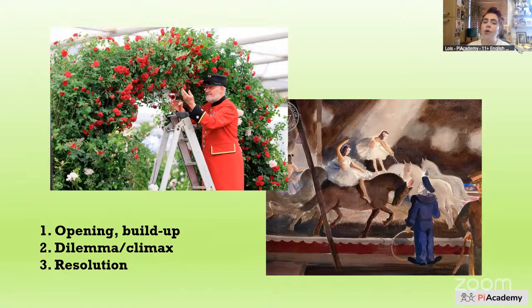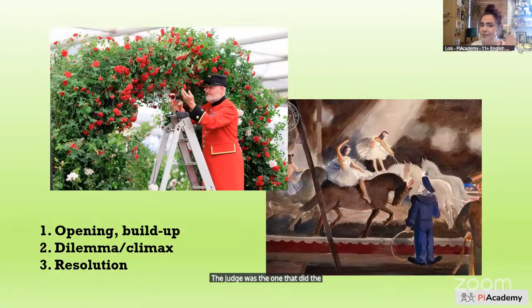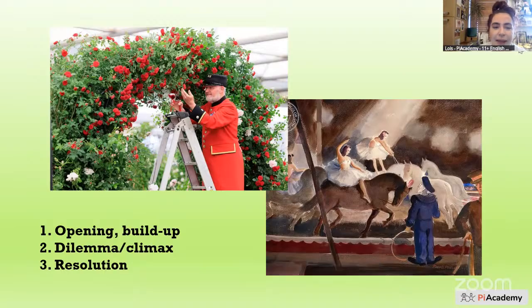Caden, the beginning, an old man volunteers to help, I guess, at a flower show. In the middle, he realizes the roses are painted and are fake. He decides to tell the judge, but he figures out that they are his. Tells everyone that he is cheating. Wait, the judge was the one that did the fake flowers? That is scandalous, but that's a fantastic story. Yes, I like that. Maybe it was that the judge didn't think that the old man would be that savvy, but he was. Okay, great.